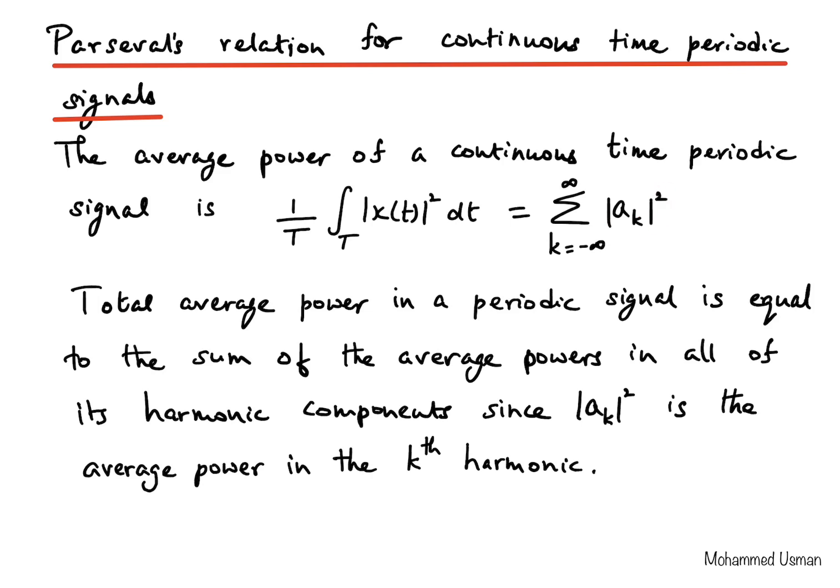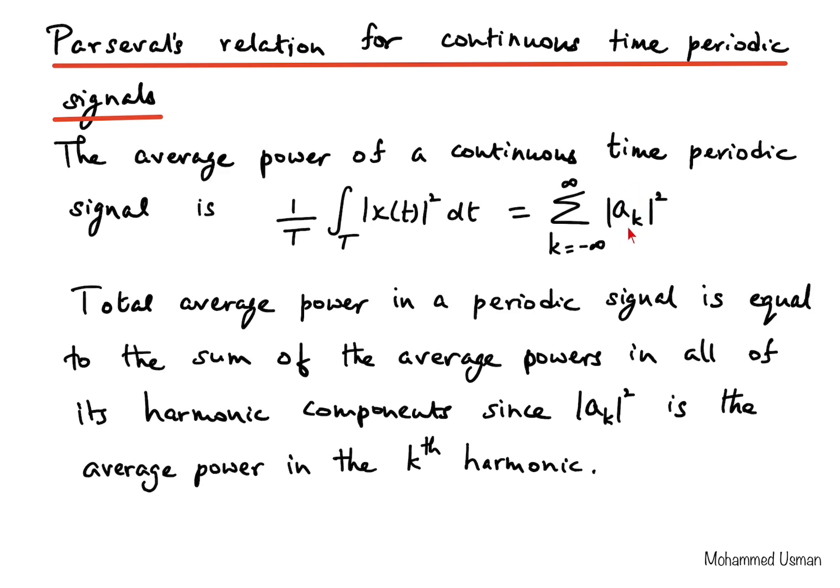So therefore the magnitude of ak squared represents the power in the kth harmonic component. If we add up all the powers of the harmonic components, that should give us the total average power of the signal itself, because the signal is composed of those harmonic components. So if we add up the power in each of the harmonic components, that will give us the total average power of the signal x of t.